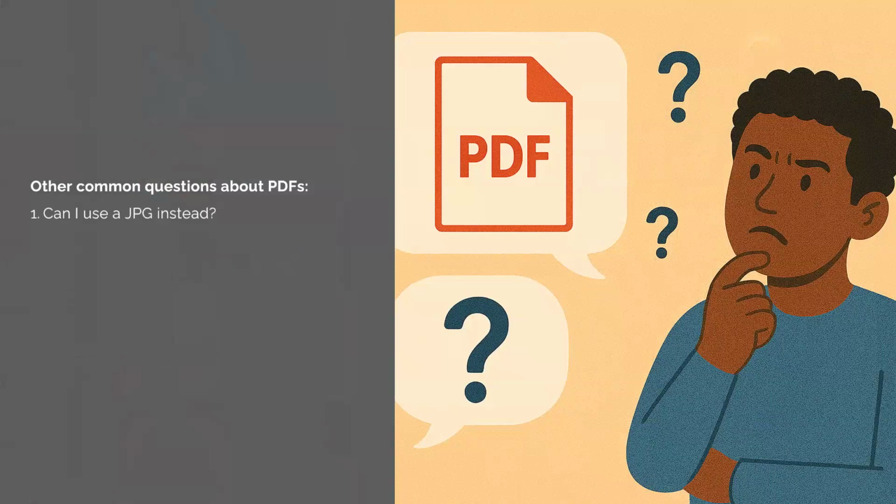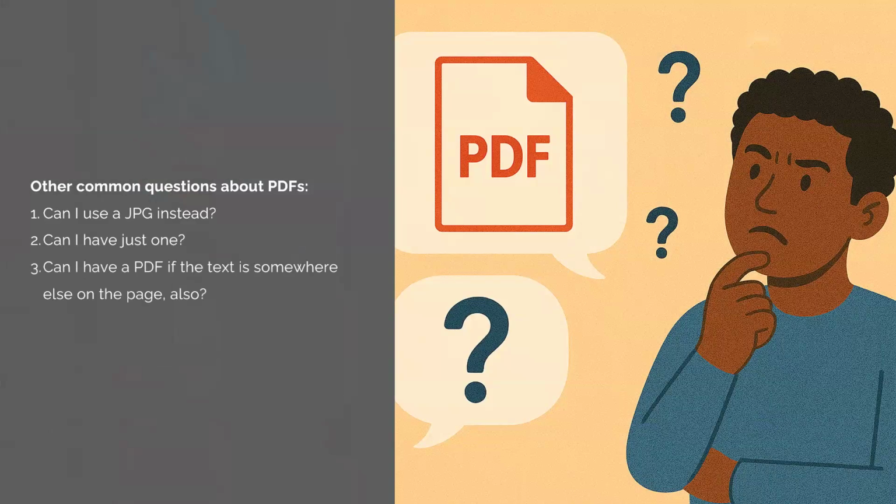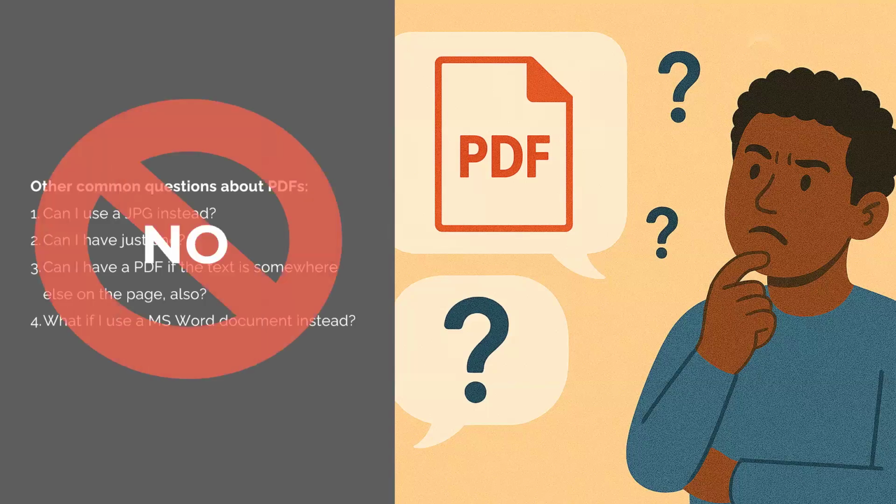Can I use a JPEG or some kind of image format instead? Can I have just one? Will they care if I have just one? Can I have a PDF if the text is also somewhere else on the page? What if I use an MS Word document that people can download instead? Guess what the answer is to all of these? It is, in fact, no, and I'll talk about why.